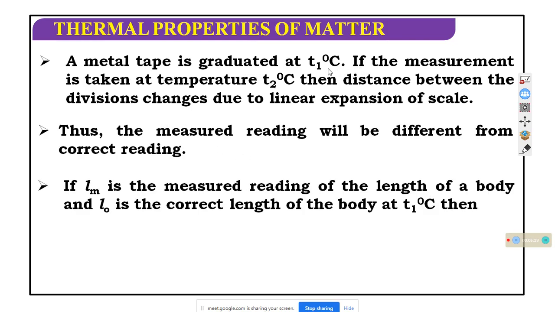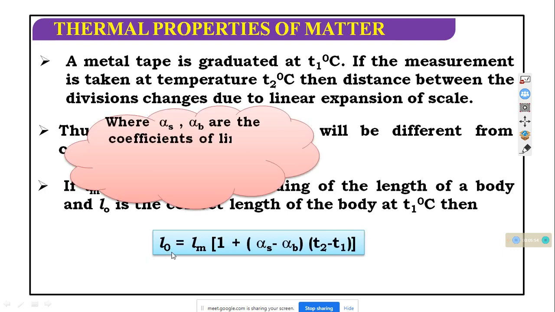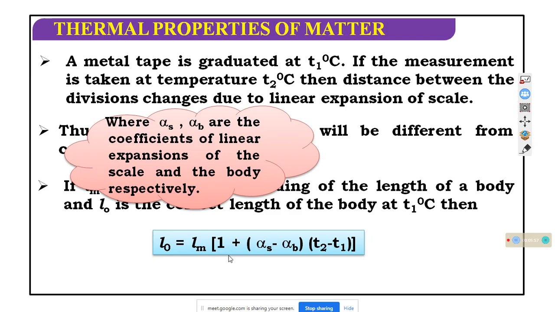The metallic tape is graduated at T1 temperature. If the measurement is taken at T2 temperature, then the distance between divisions changes due to the linear expansion of the scale. Thus, the measured reading will be different from the correct reading. If Lm is the measured reading of the length of the body and L0 is the correct length at temperature T1, then L0 = Lm(1 + (alpha S minus alpha B)(T2 minus T1)). That is, there are two materials, so alpha S is one coefficient and alpha B is the other, and T2 minus T1 is the temperature difference. Next one.